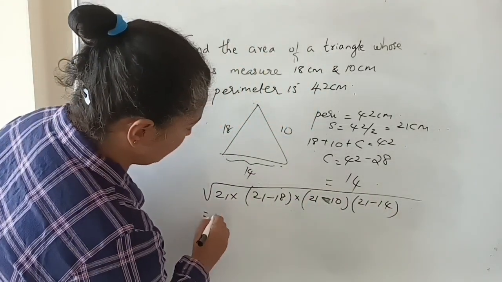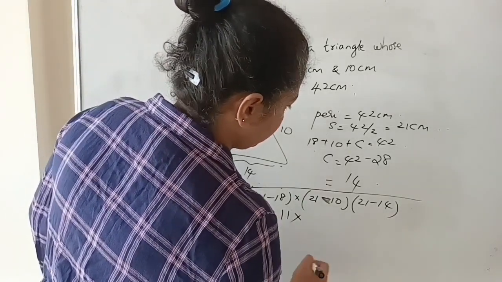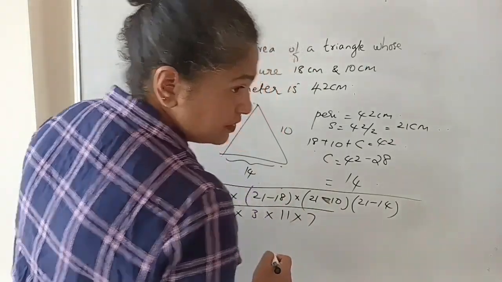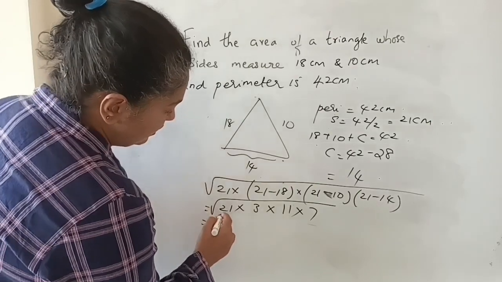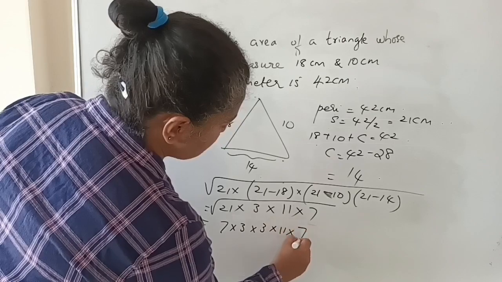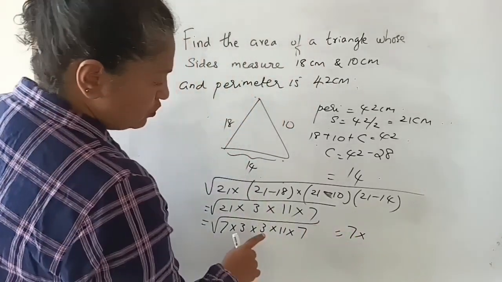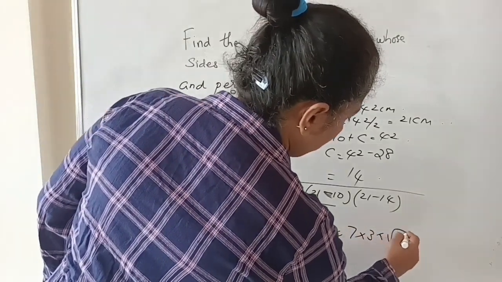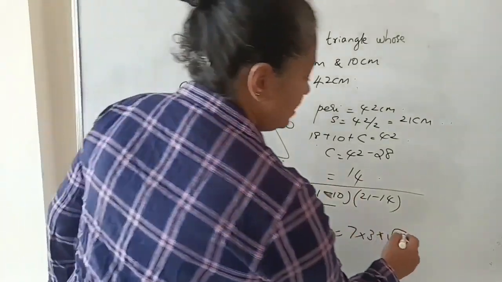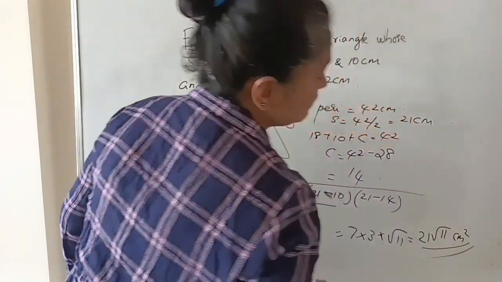Okay, so here you have 21 into 3 into 11 into 7. As I told you, I will be splitting it into prime factors. So 7 into 3 into 3 into 11 into 7 under the root. I have 2 7s, I will take out a single 7. I have 2 3s, I will take out a single 3. But I have got only 1 11, so I will keep it still under the square root. So my answer would be 21 root 11 centimeter square.